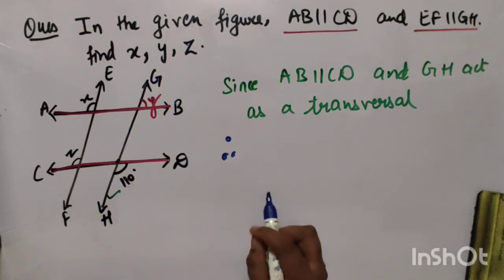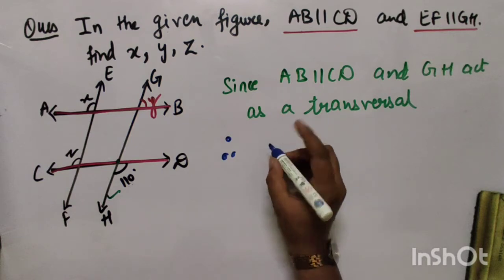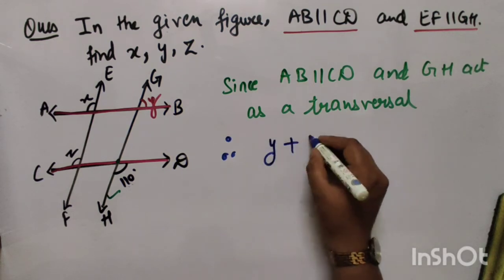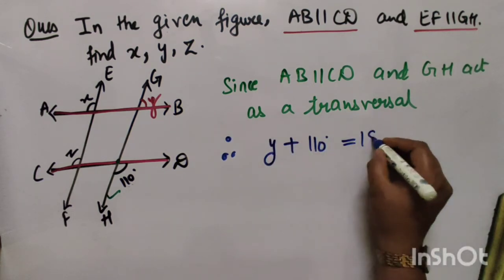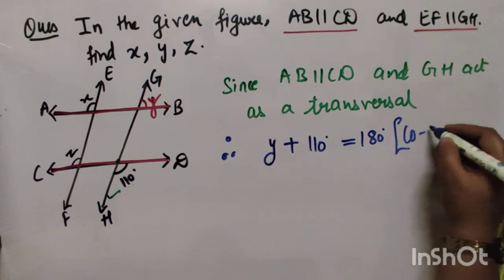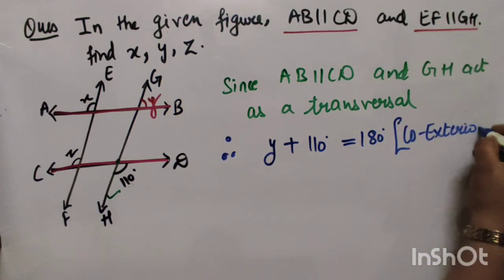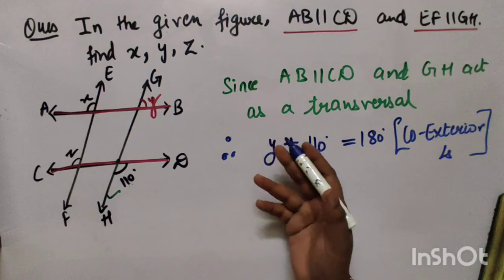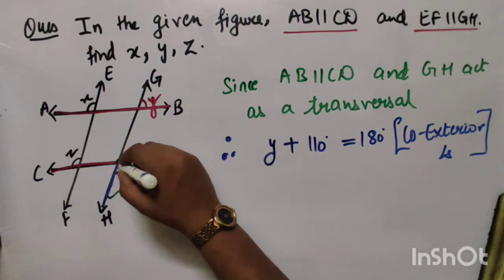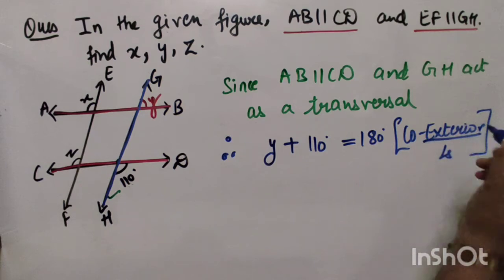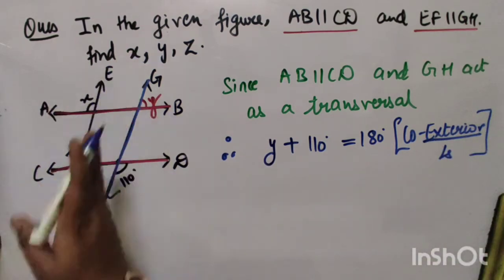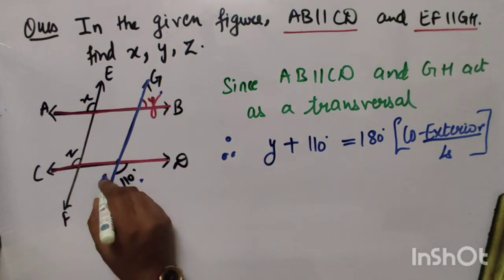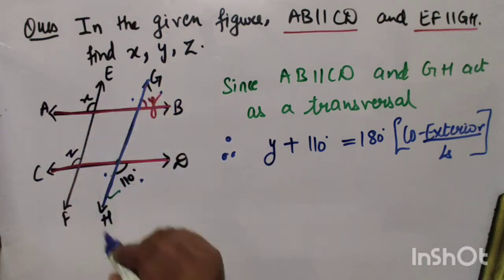So the easiest concept that we can apply here is co-exterior angles, right? So we can write y plus 110 will be equal to 180 by the concept of co-exterior angles. How? As already we have discussed, if this is the transversal, we are talking about exterior angles. On this transversal, we can see this angle and this angle are the exterior ones, and at this side, that means at the left side, this is an exterior angle and this is an exterior angle.